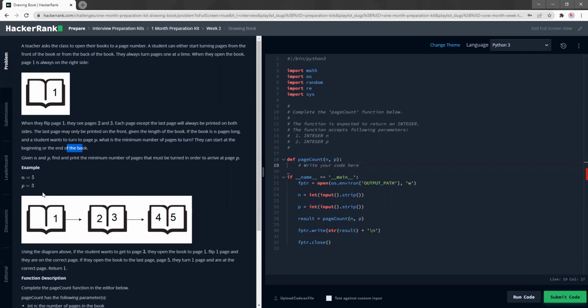Okay, so that's the game, right? We can either start from the front or from the back. So they count this as 0, 1, and 0, 1. Using the diagram above, if the student wants to get to page 3, they open the book to page 1, flip one page, and they're on the correct page. If they open the book on the last page, which is page 5, and flip one page, they get to the correct page. So the minimum value either way is 1, and hence we return 1.